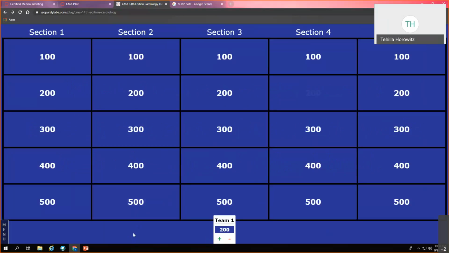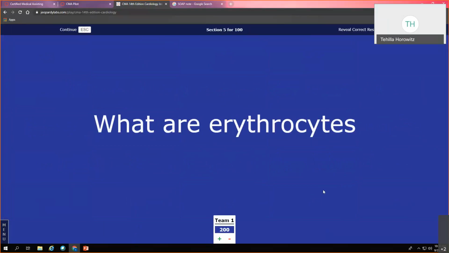Section 5 for 100. All right, so what are erythrocytes? What do they do? I'll give you a hint. It has to do with different blood cells. You have erythrocytes, leukocytes. So like blood cells. Yes, but what type of blood cell is the erythrocyte? Is it a red blood cell or a white blood cell?